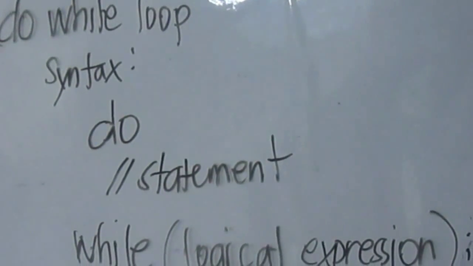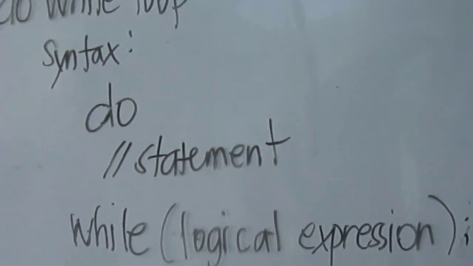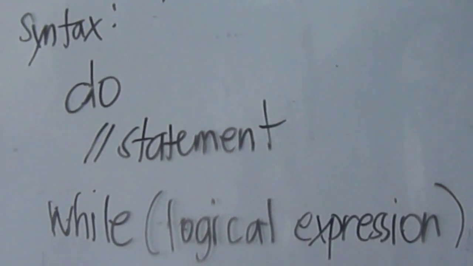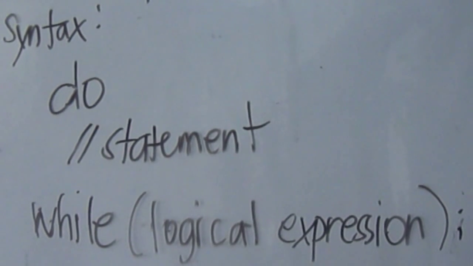The last one is the do while loop. The do while loop is the opposite of the while loop. The syntax of this is do followed by the statement, followed by while and the logical expression, semicolon.